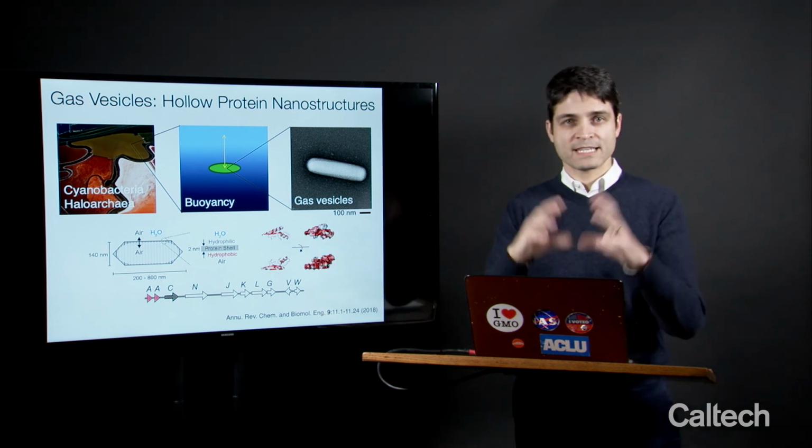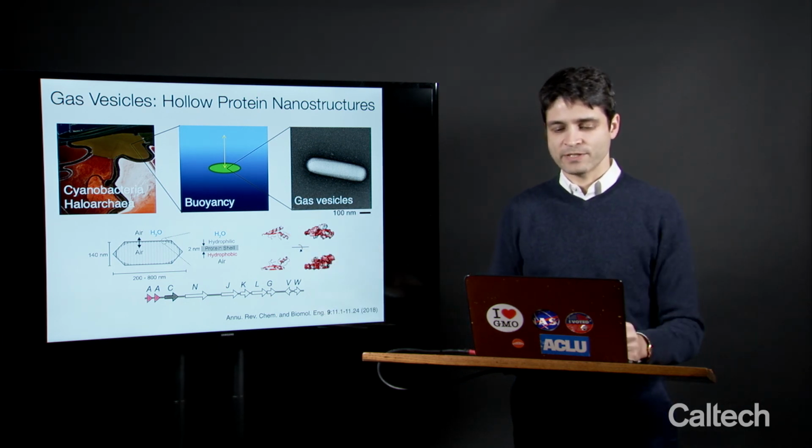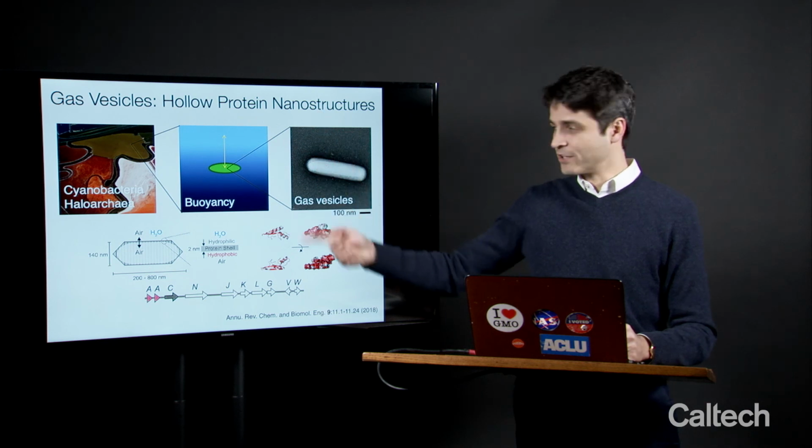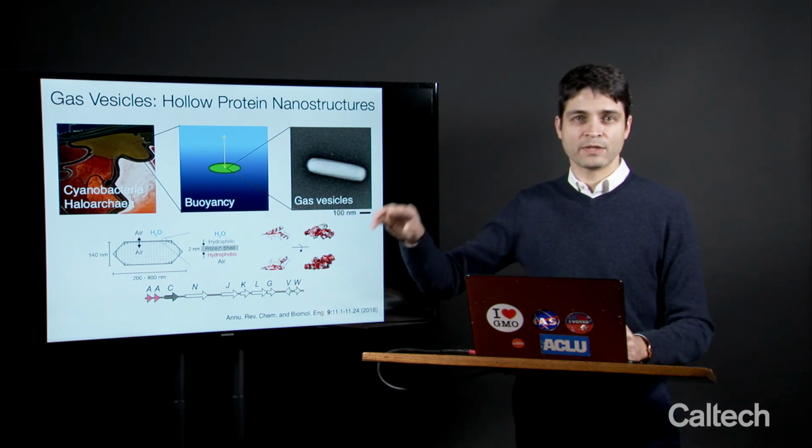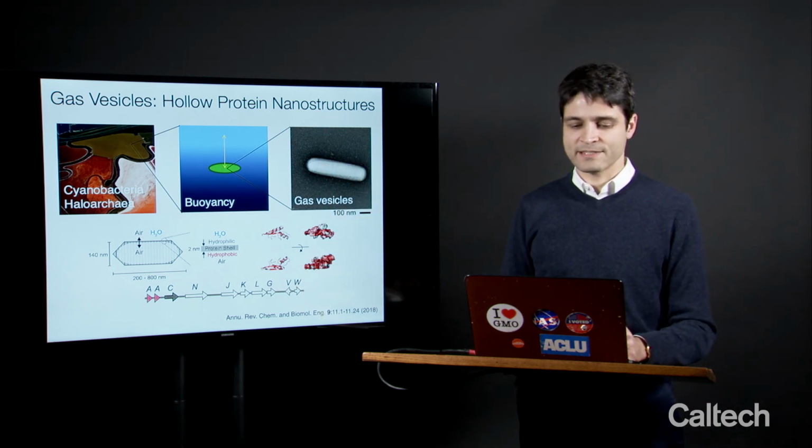And these proteins are encoded by a set of genes inside of the cyanobacteria that encode some structural components or assembly factors or chaperones that bring these proteins together. And when these cells want to float higher, they turn on these genes to make more of them. And when they want to sink, they can break them down with proteases and sink back down.